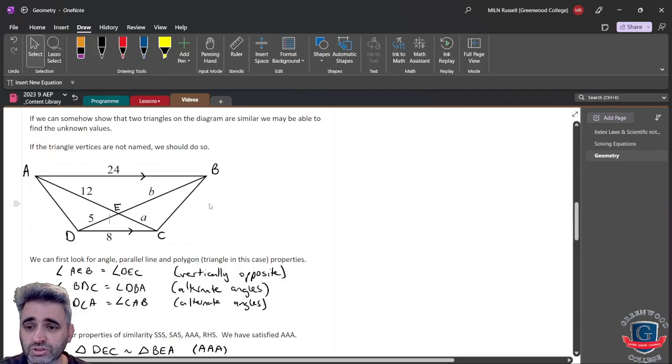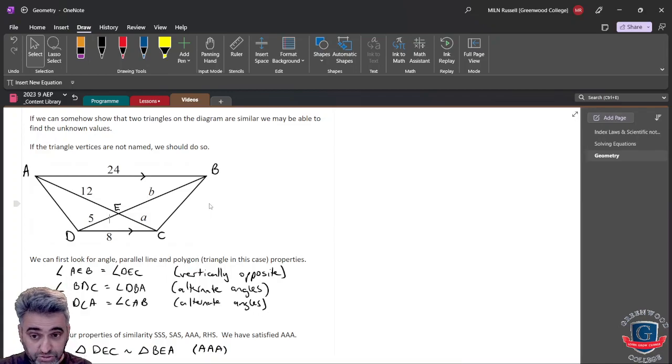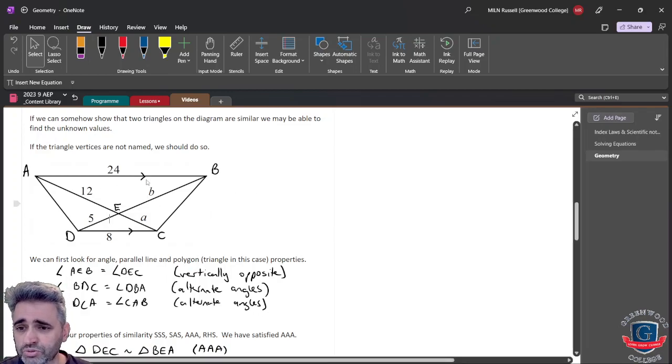And the first thing we should look for is can we prove any angle properties. So in this case, I've got two parallel lines, so that's probably a bit of a hint. And given that, I know that this angle here is alternate to this one, and this one is alternate to this one, and these angles here are going to be vertically opposite. So we have an angle property and two parallel line properties.